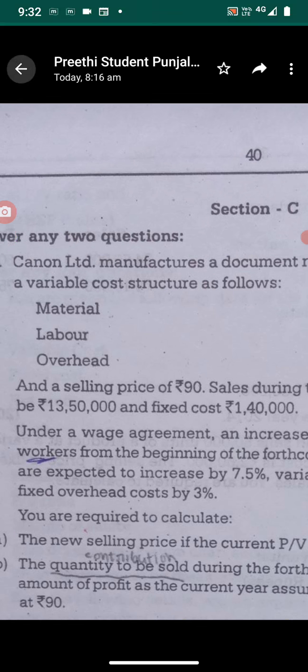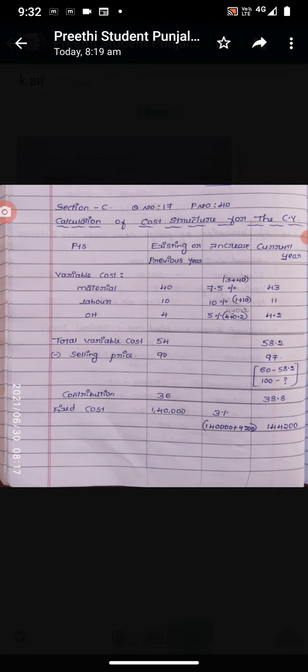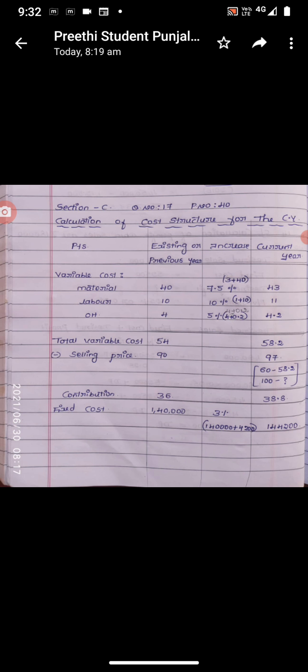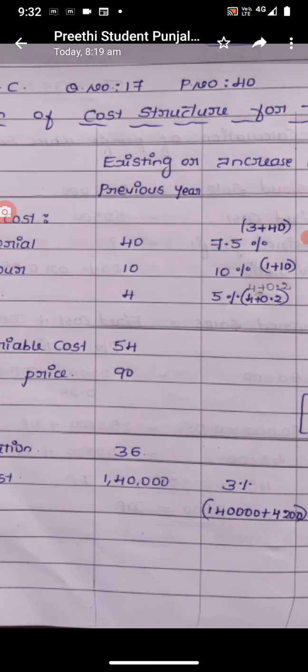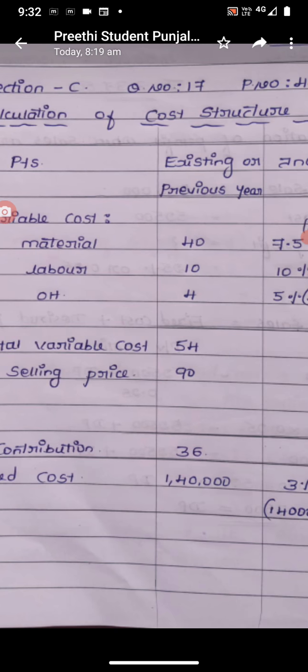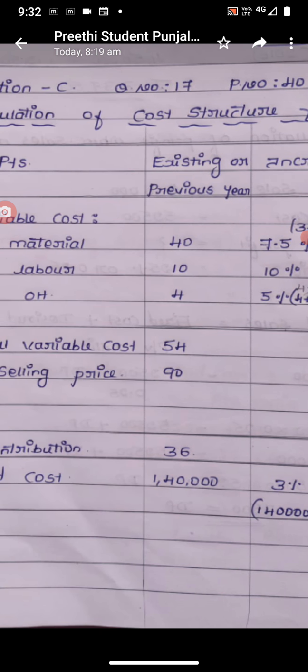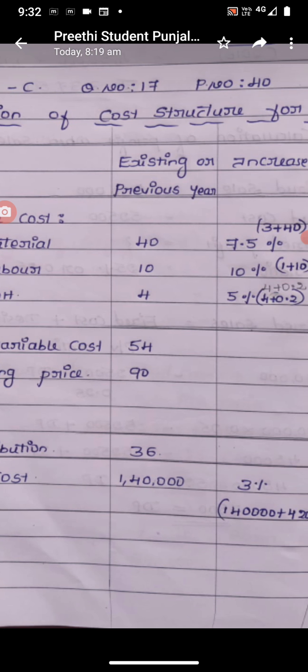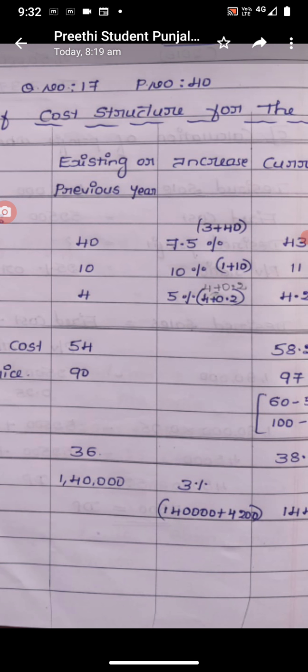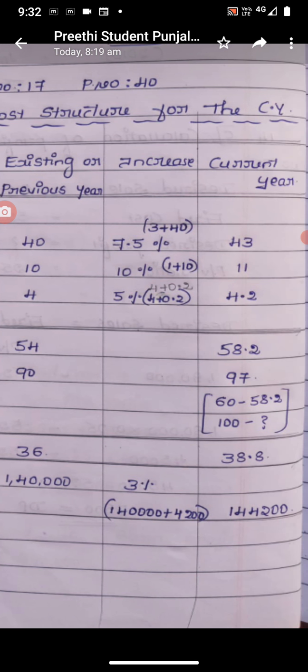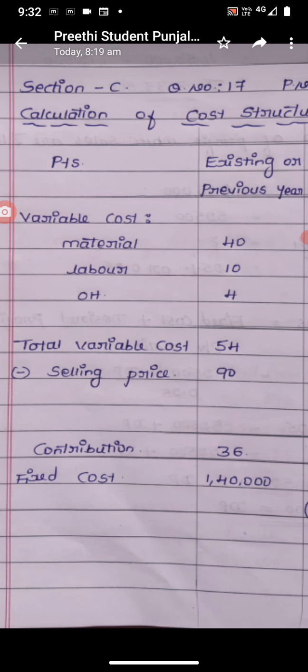So this is a little different problem wherein we will have to identify the existing cost structure, and then we have to forecast also. So let us solve this problem. First, the calculation of cost structure for the current year. We have the existing previous year, the increase percentage is given, and then the current year we have to calculate.